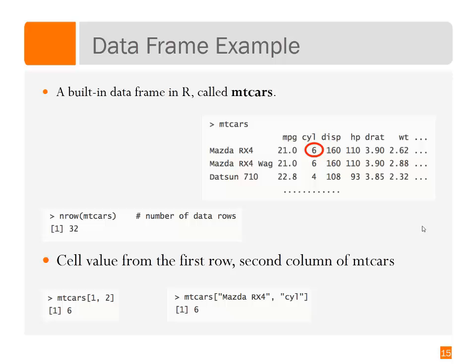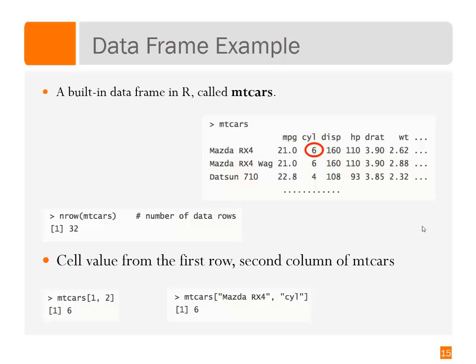We could also ask questions like, tell me the value in a particular cell. So there in the bottom left, we're curious about what is the value in the first row, second column of mtcars. In this case, the first row is Mazda RX-4, and the second column is number of cylinders. You'll see I have that circled for you. And the data value that would be returned is, of course, 6.